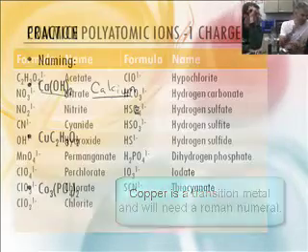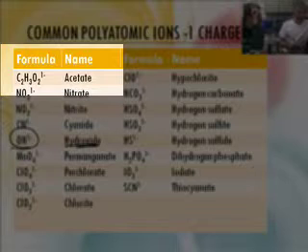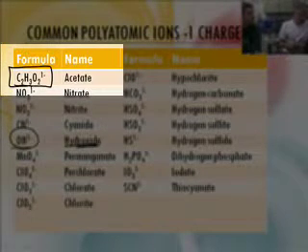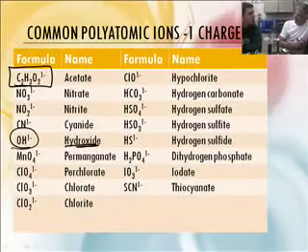Well, C2H3O2. Let's look at our table. It's the one on the top. Look, they all go as a group. C2H3O2 goes as a group. That's one huge group. So how do you memorize acetate?